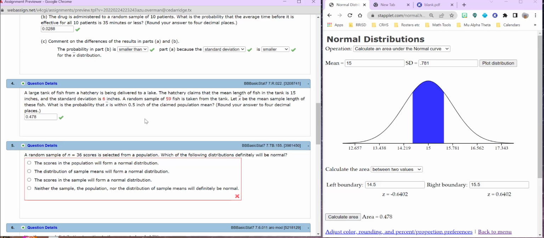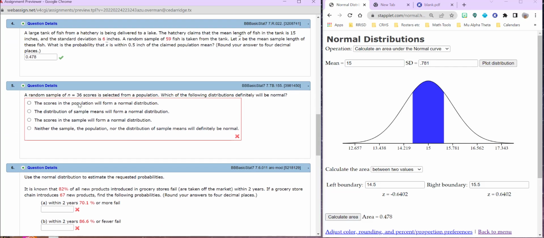Okay, a random sample of n equals 36 scores is selected from a population. Which of the following distributions definitely will be normal? We don't know that the scores in the population will form a normal distribution. For example, one of my fellow teachers at Cedar Ridge was showing me her scores, and it definitely wasn't normally distributed. It was almost trimodal. You had a bunch at the bottom, some in the middle, and then a couple at the top. So it was very odd.